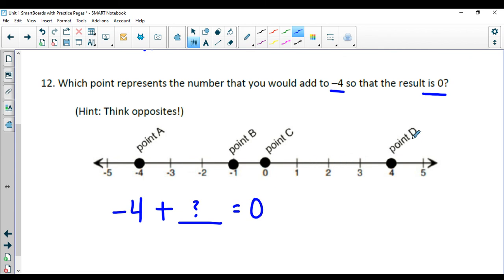All right, well, I'm hoping you said point D, because that would be a positive 4, which are opposites, and they add to give you 0. So that ends your lesson on adding integers for today. Hopefully that was an easy lesson for you. I'm going to have you go ahead as your final piece for today to rate yourself on this lesson.